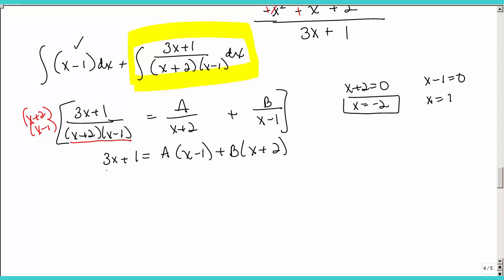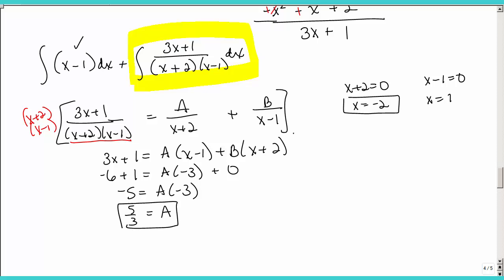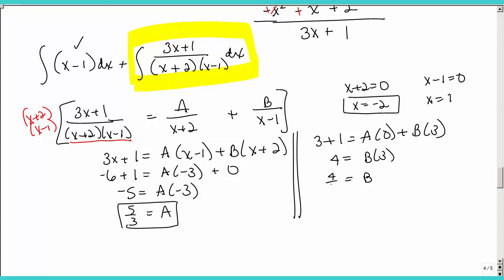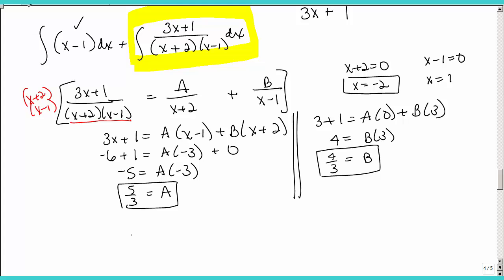If I let x equal -2, I'm going to get -6 plus 1. That's going to be -3, and of course the other term is 0. Okay, if I let x equal 1, I should get b equal to 4/3. And I want to integrate my original problem, which is right here.